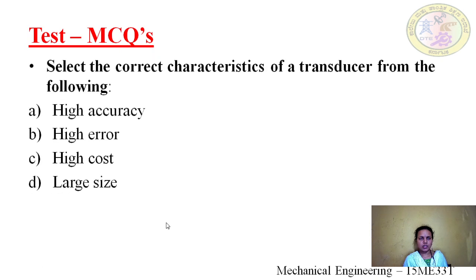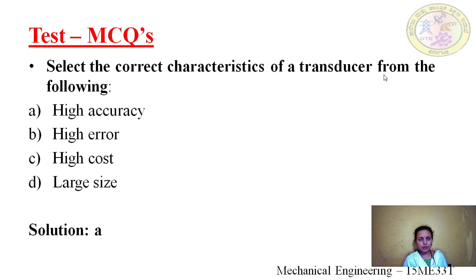Your next question is, select the correct characteristics of a transducer from the following. In this, which is the correct characteristic? Number 1, is it having high accuracy or is it having high error? Is it having high cost? Is it having large size? Which characteristic does it possess? Can you guess the answer? The solution is option A, high accuracy.